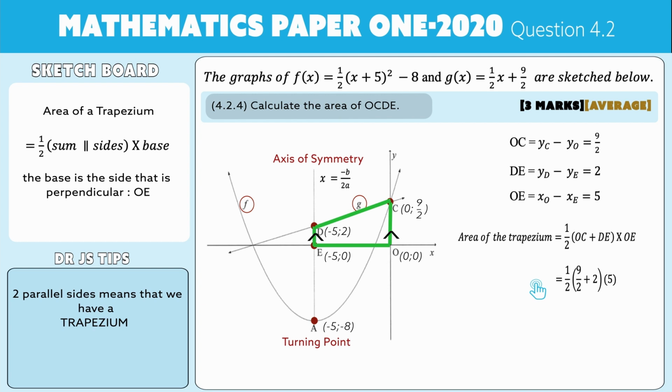So let's do this slowly so we don't make a silly error. 2 is 4 over 2, so this will be 13 divided by 2 inside that bracket. Folks, 5 times 13 is 65. 2 times 2 over there and over there is 4. So this will be 4 units squared, whatever the units are that we're measuring in.